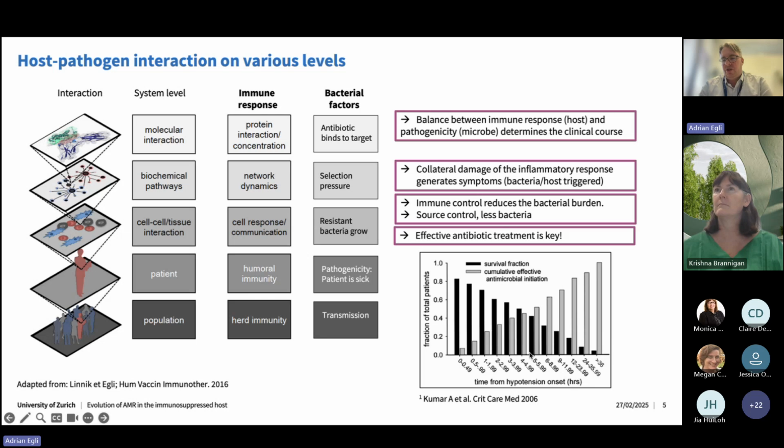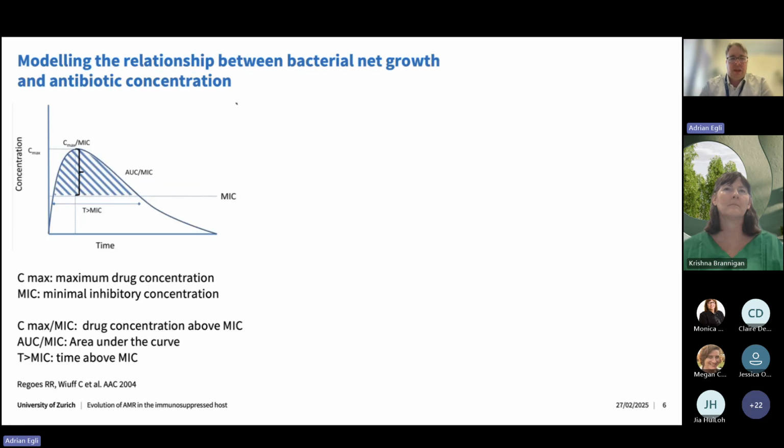And this is very nicely shown here in this oldie but goldie, I would say, paper, where you can see the time it takes for an effective antibiotic in hypotension, so that's septic shock here, and you see how the survival fraction actually goes down over time. So it's very important that we administer an effective antibiotic in an immunosuppressed patient.